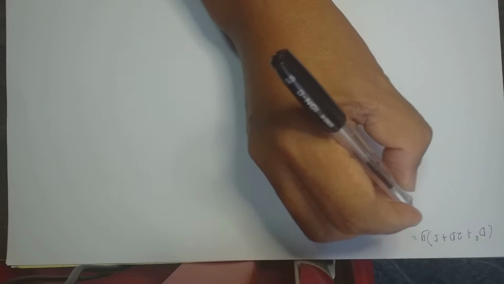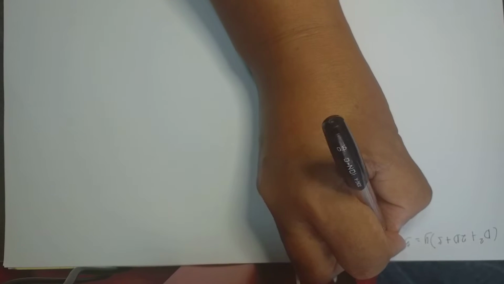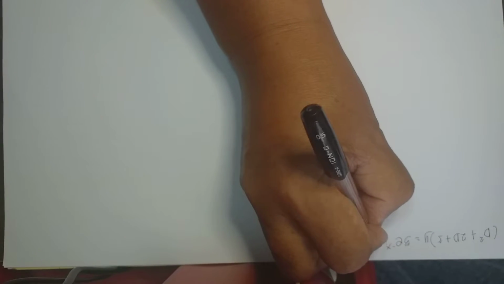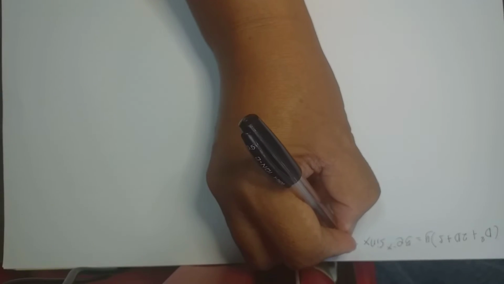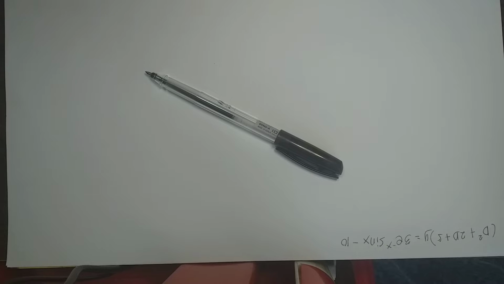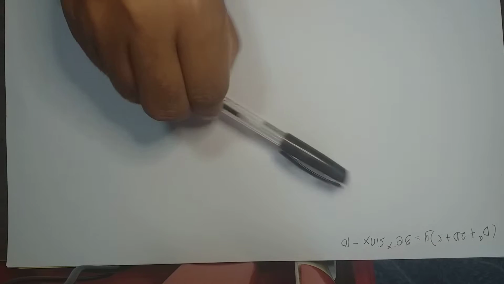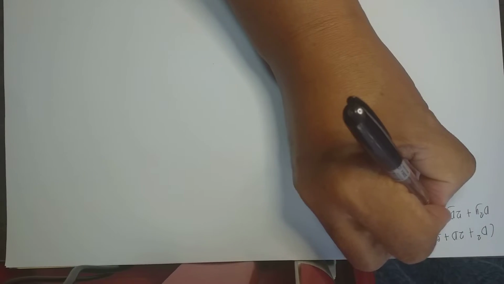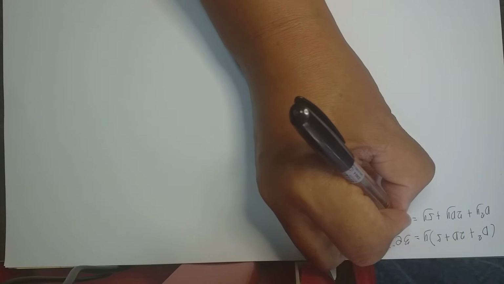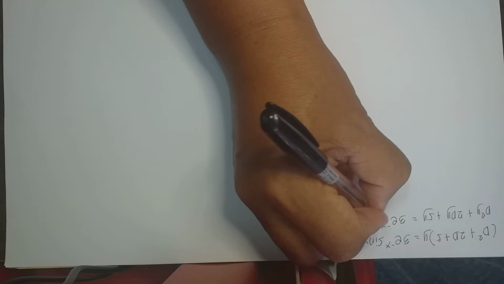The original equation is d squared plus 2d plus 5y is equal to 3e to the negative x sine x minus 10. Substituting y inside the parentheses, we have d squared y plus 2dy plus 5y is equal to 3e to the negative x sine x minus 10.